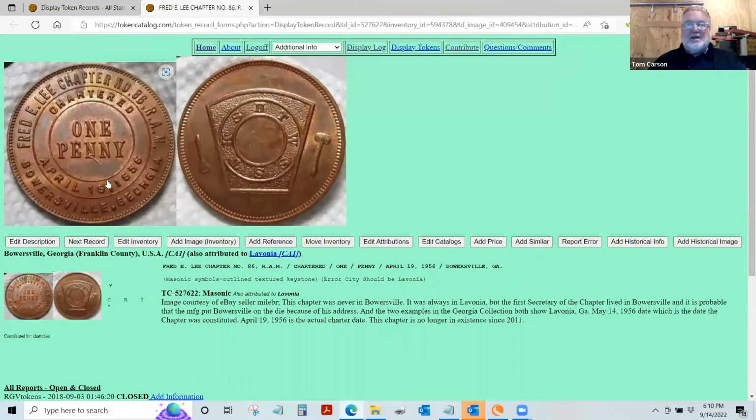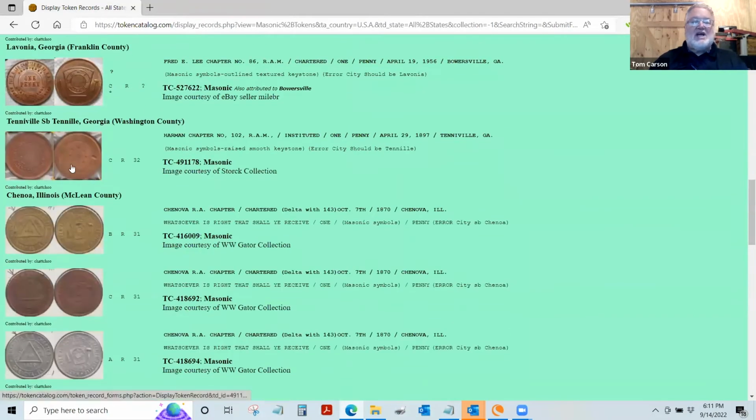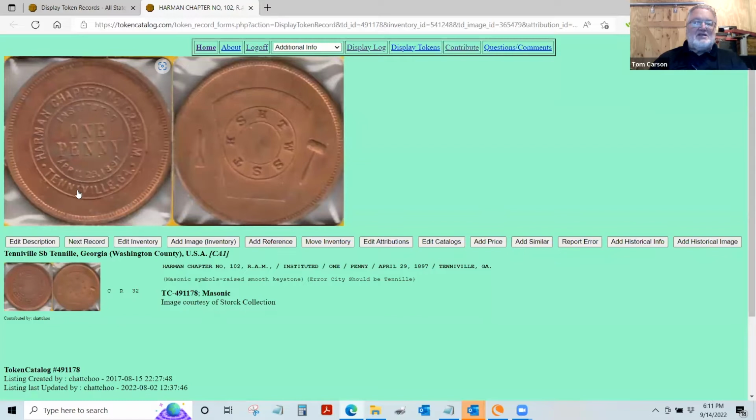Bowersville, Georgia, there never was a chapter in Bowersville. It was Livonia. And what happened, we think this first secretary for the chapter lived in Bowersville, and he had a Bowersville mailing address. So they made his pennies with Bowersville. All the others are with Livonia. Georgia had another one, Tennille. It should have been Tennille.